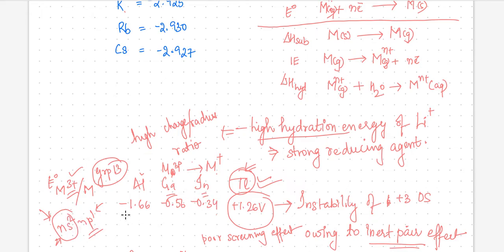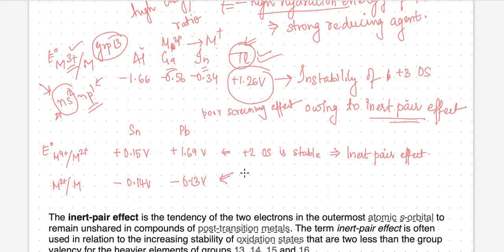And that is why you see a decrease in the negative value as you go down the group in the case of group 13 elements. This you find even in the group 14 elements. If you see here, group 14, and we know the electronic configuration is generally ns2 np2. Okay, so if you talk about the reduction of M4+ to M2+, what you see here is as you go down from stannous to plumbum, it is having a positive value.